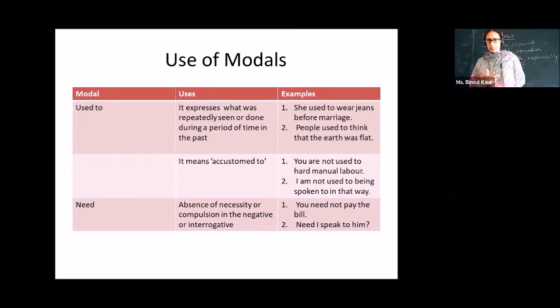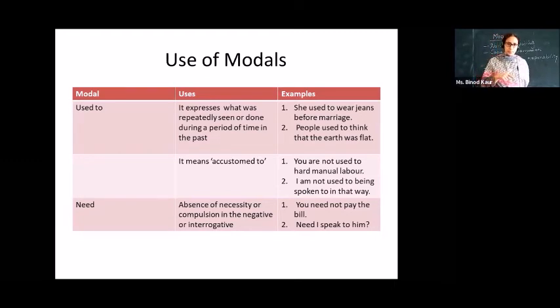Next is need. What does need mean? Absence of necessity or compulsion in the negative or interrogative. For this usage, you need to be a bit expert in the usage of spoken English. You need not pay the bill. Need I speak to him? Means necessity. Is there any need to talk to him?